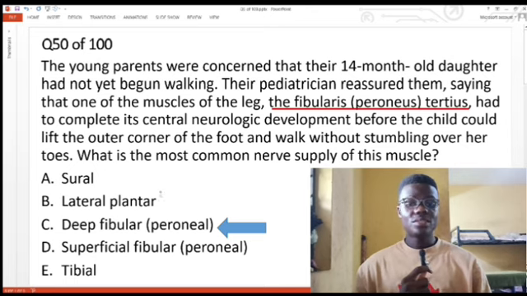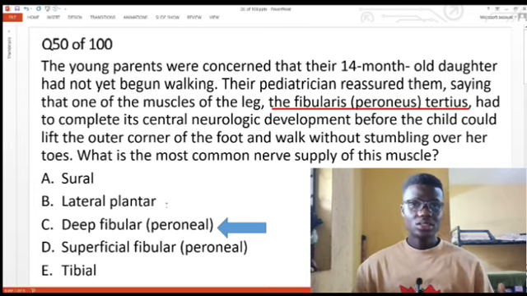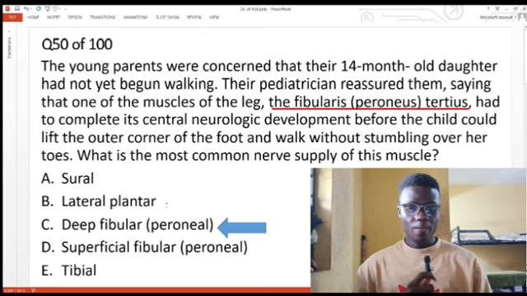The lateral plantar nerve is a branch of the tibial nerve. The lateral and the medial plantar nerves are branches of the tibial nerve, and they give muscular supply and cutaneous supply to the sole of the foot. Basically, that's what they do. So that's the solution to the question, and the correct answer is option C. I believe you understand why the correct answer is option C.